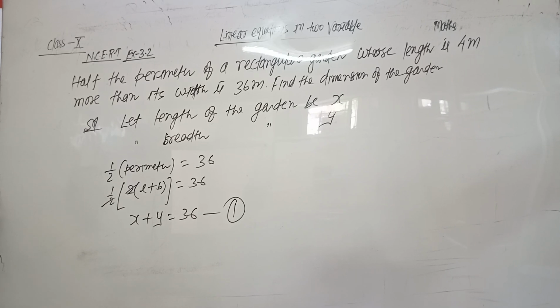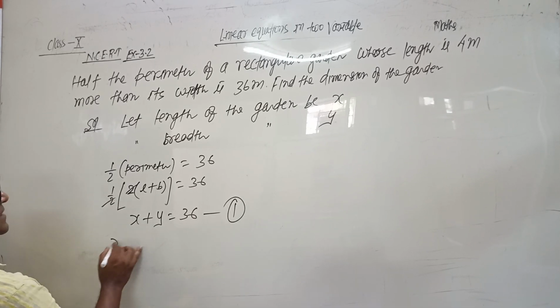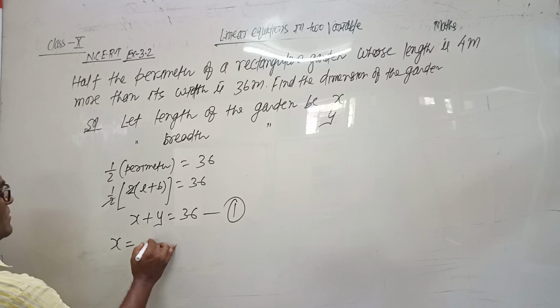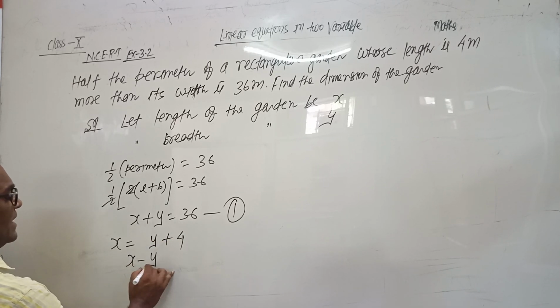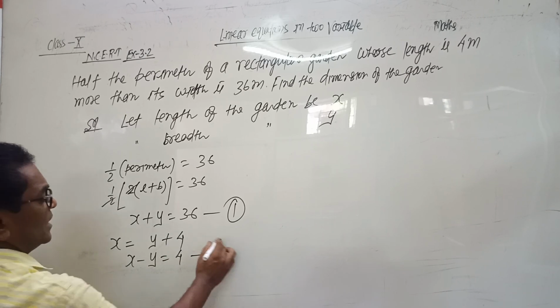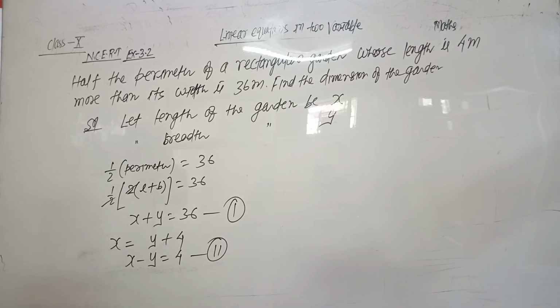And its length x is 4 meters more than its width. So x equals y plus 4, and x minus y equals 4. This is the second equation. From these two equations we will have to make the table and then draw the graph.